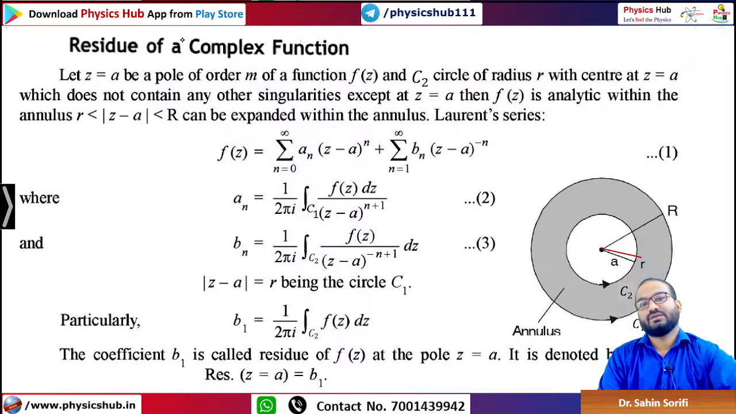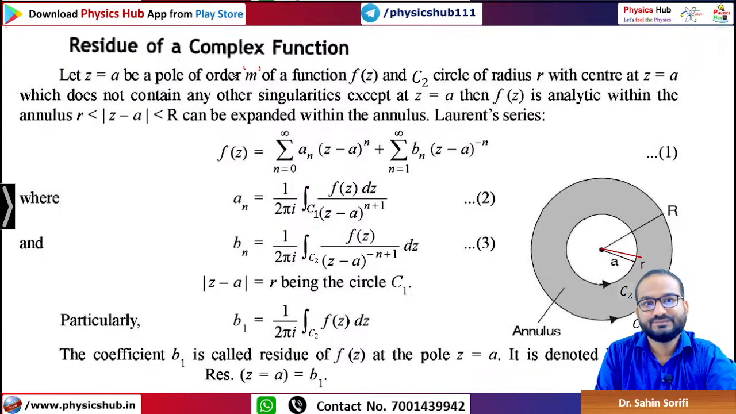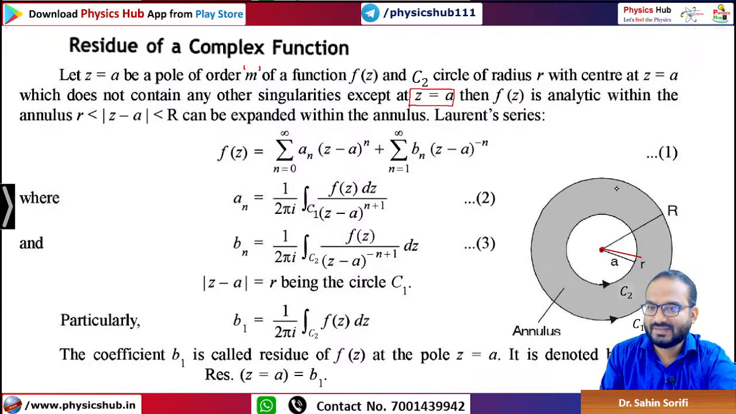So here also the same thing has been discussed. Look, residue of a complex function. We have already discussed this, that let z equals a be a pole of order m. What does it mean? M number of terms of Bn will survive. So let z equals a be a pole of order m of a function f of z, and C2 is the circle with radius r which has its center at z equals a. So this inner circle is C2, the outer circle is C1, which does not contain any other singularities except at z equals a. So the function contains the only singularity at z equals a, and the function is overall analytic in this annular region.